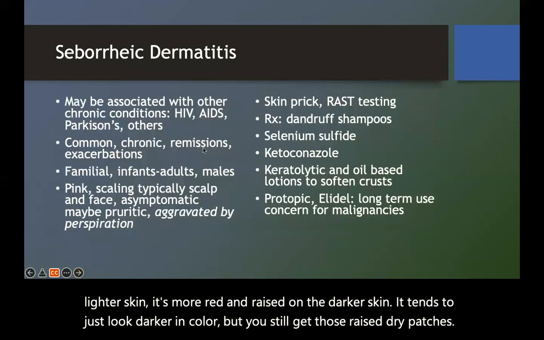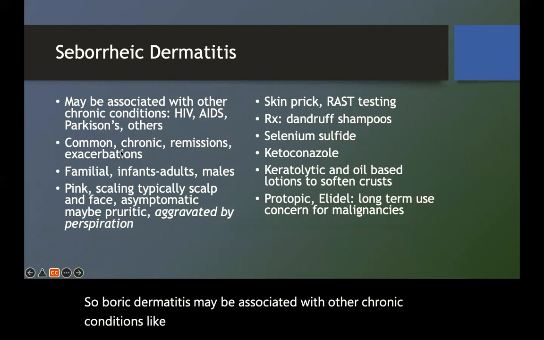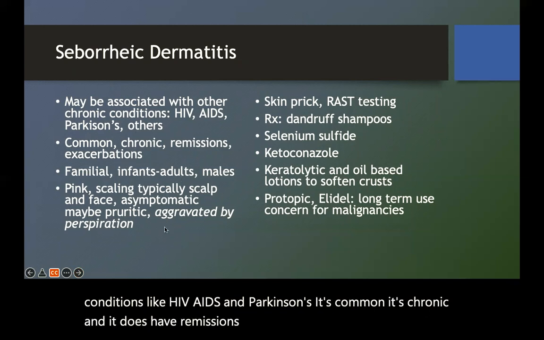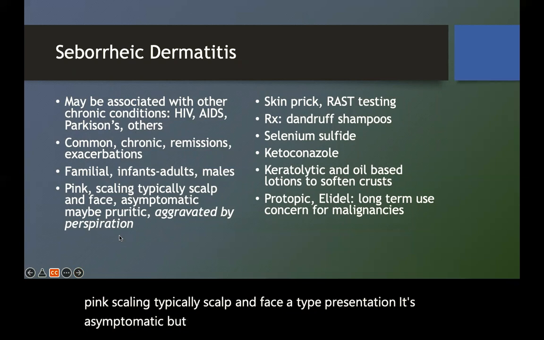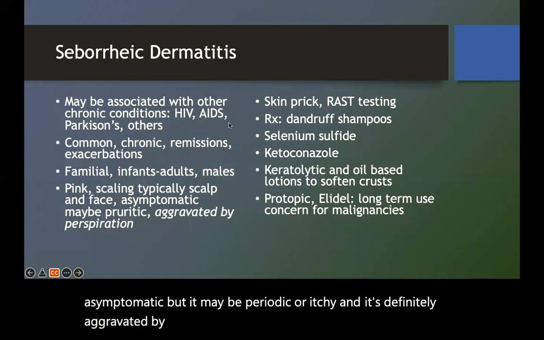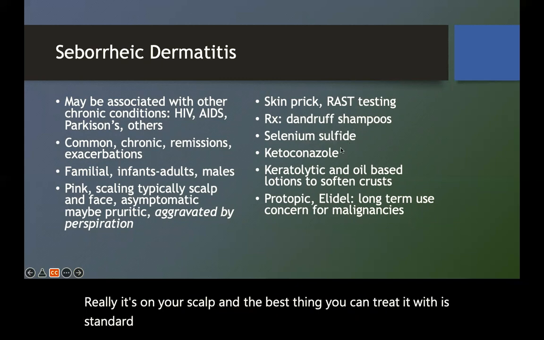Okay, seborrheic dermatitis may be associated with other chronic conditions like HIV, AIDS, and Parkinson's. It's common, it's chronic, and it does have remissions and exacerbations. And usually it's a pink scaling, typically a scalp and face presentation. It's asymptomatic, but it may be pruritic or itchy, and it's definitely aggravated by perspiration. Really, it's on your scalp, and the best thing you can treat it with is dandruff shampoo, like Selsun Blue or your selenium sulfide or ketoconazole.